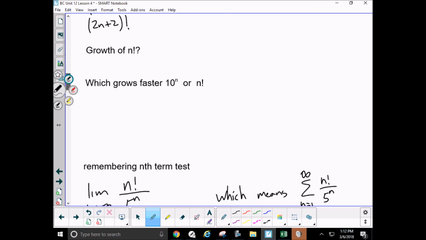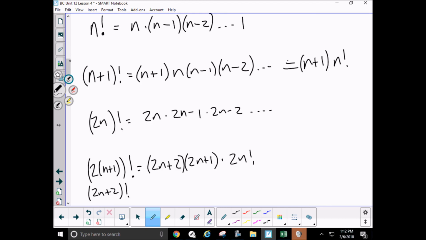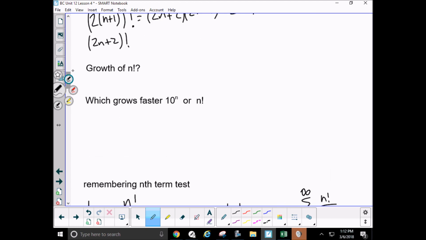Now, let's look at the growth of n in terms of n factorial. We discussed back when we first started this unit that we remind ourselves of how functions grow. The log function, and we'll say the log of n, is the slowest growing function. It's slower than n to a power, which is slower than a number to the n power.